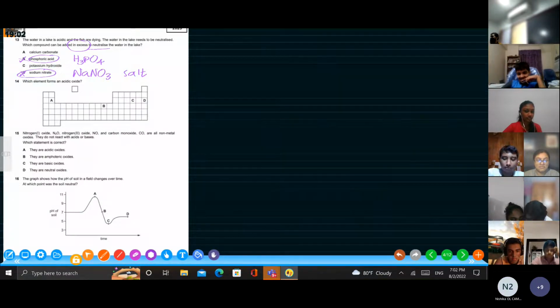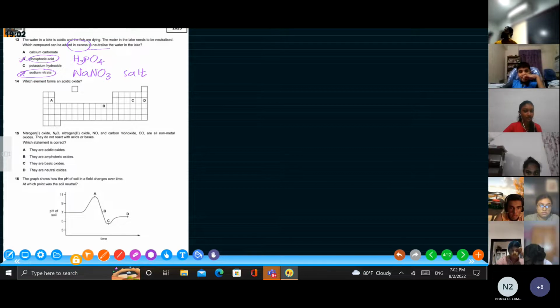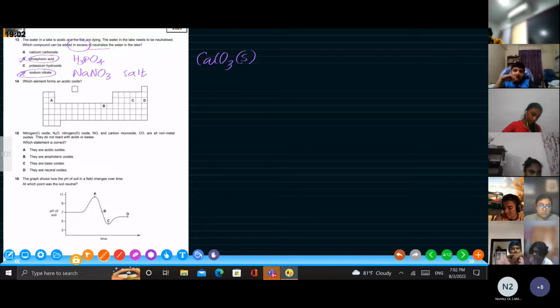Right? You put the sodium hydroxide in excess. Now fish are suffering from what? Excess base. So you have to put something which can neutralize the acid as well, and in excess is not soluble. Then it is what? Calcium carbonate. Why? Calcium carbonate is a solid. You put in excess, it doesn't dissolve in water.